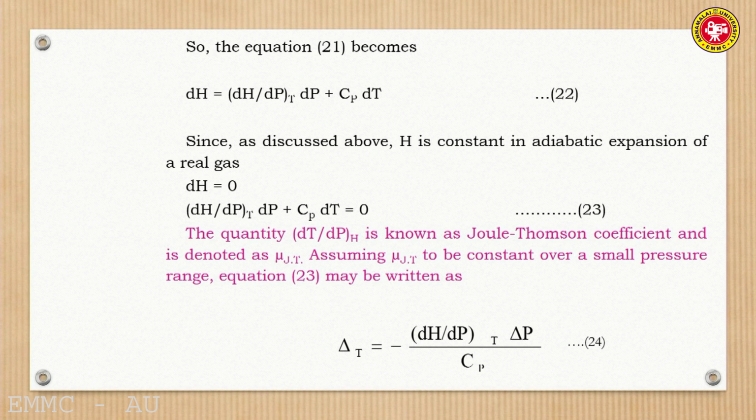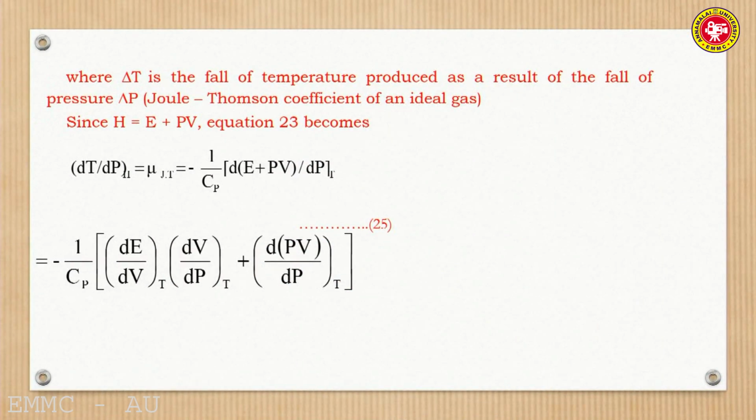The quantity (∂T/∂P) at constant H is known as the Joule-Thomson coefficient and is denoted as μJT. Assuming μJT to be constant over a small pressure range, equation 23 may be written as ΔT = −(∂H/∂P) at constant temperature × ΔP divided by the heat capacity at constant pressure, where ΔT is the fall of temperature produced as a result of the fall of pressure ΔP.